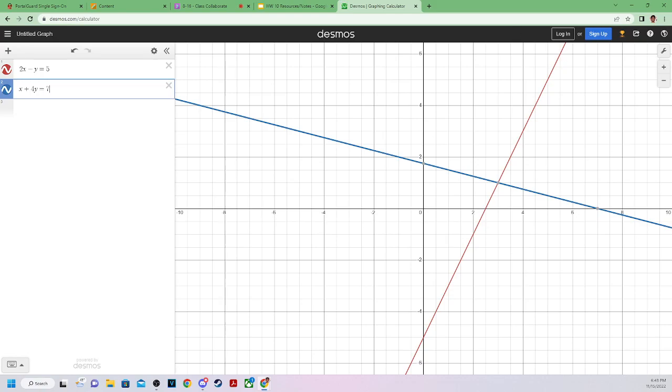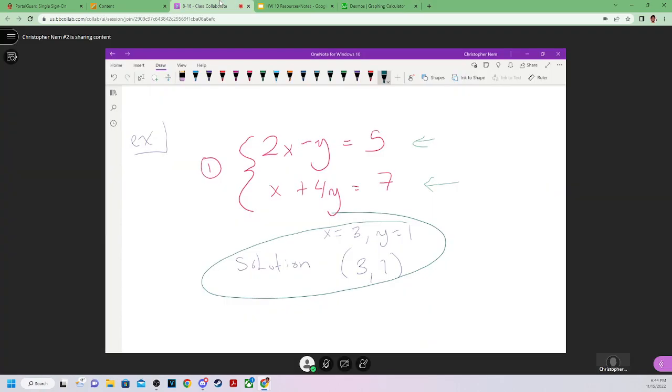On Desmos, it works out nicely as long as you have those two variables, but in other graphing calculators, you do have to solve for y. So let's look over here. This is your solution. It is the intersection between the two lines. These are linear equations, so they should be lines on a graph. So the solution here is (3, 1). We can identify this graphically.